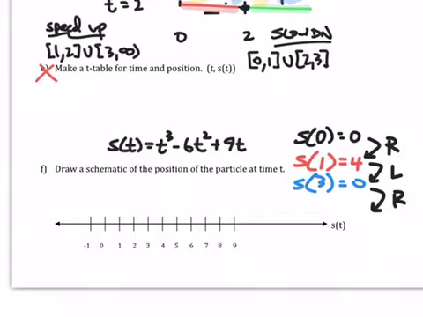So from time t equals 0, where we were located at 0, at time t equals 1, we're located at 4. At time t equals 3, we were back at 0. And then indefinitely we would be moving to the right. So it looks like we move right, then left, then right indefinitely. So that would be, and you could put, directionally where the particle is moving, but that would be a schematic of the position of the particle at time t.